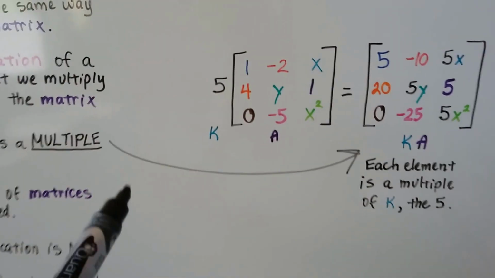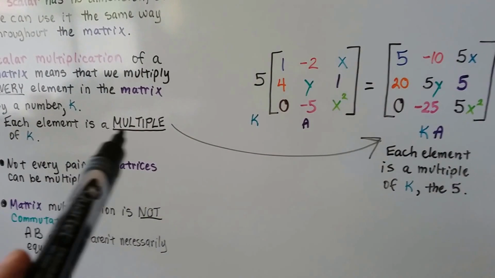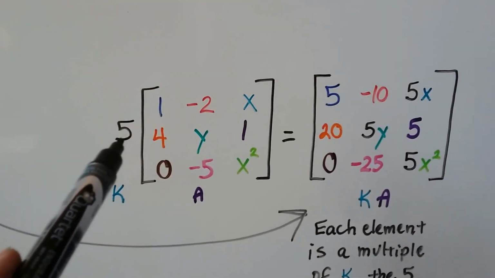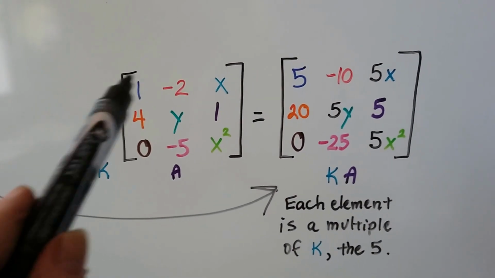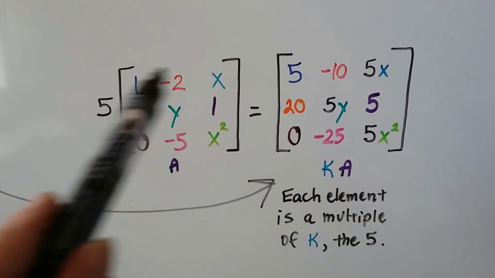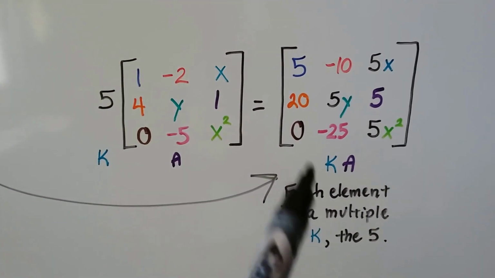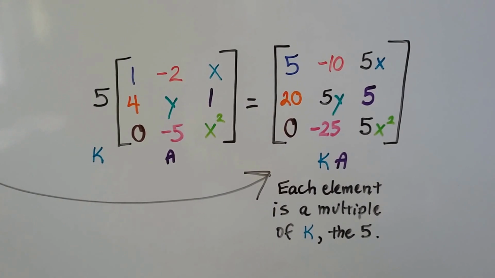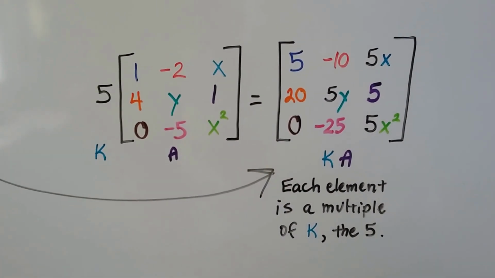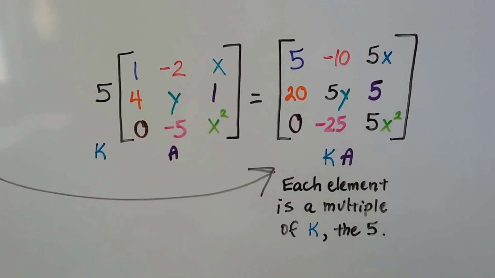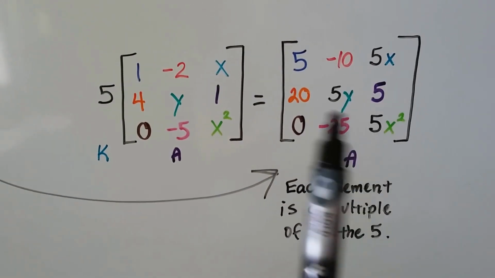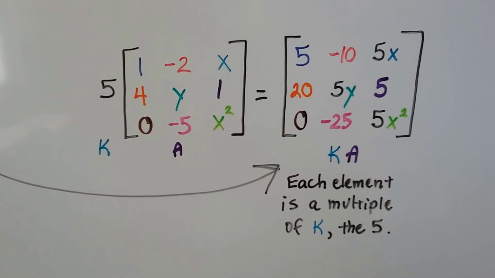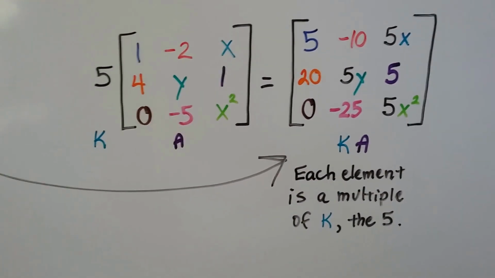Now, each element is a multiple of k. So, k is a 5 here, right? When we multiply this 5 to every single element of this matrix A, look what we get. Every single one of these elements is a multiple of 5. It's a multiple of the k. See? 5, negative 10, 5, 20, 5, 5, negative. They're all multiples of this 5. So each element is a multiple of k.